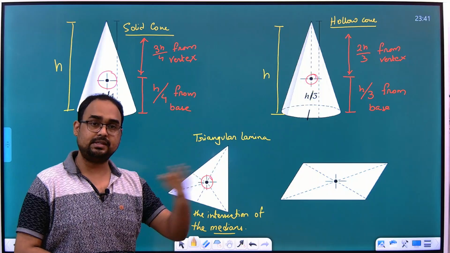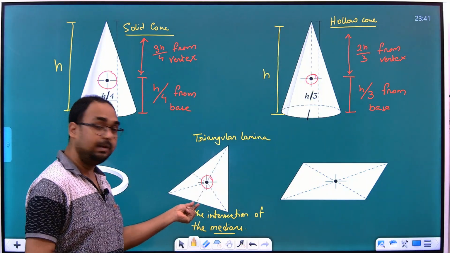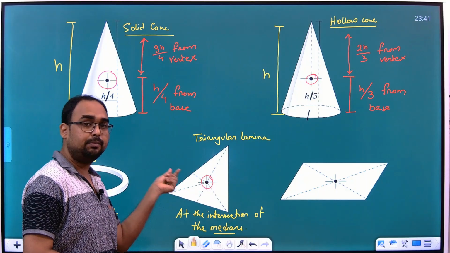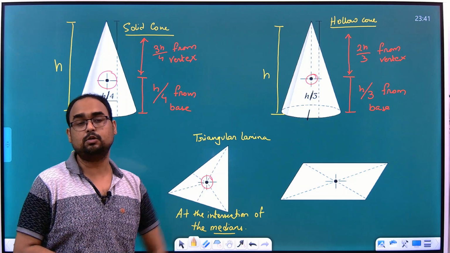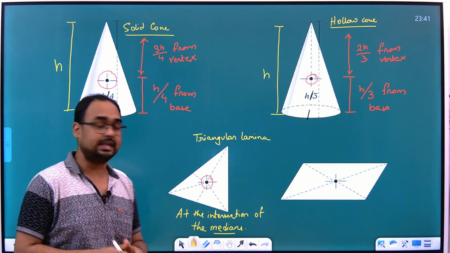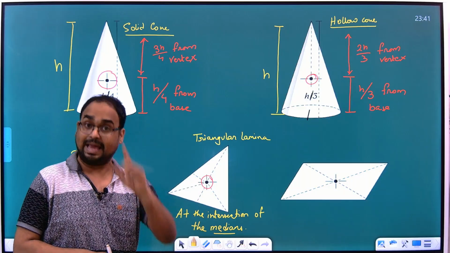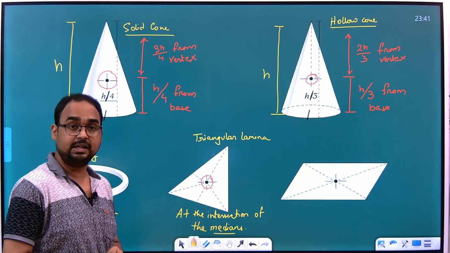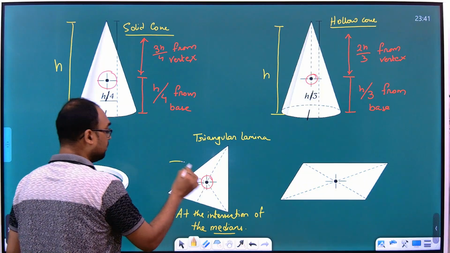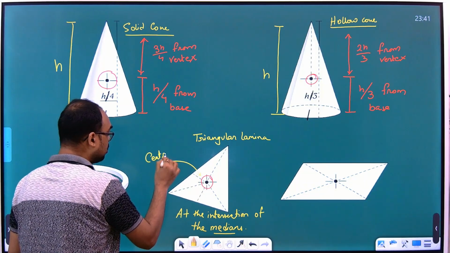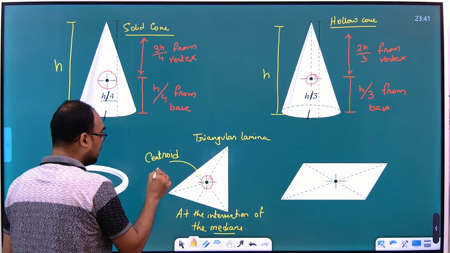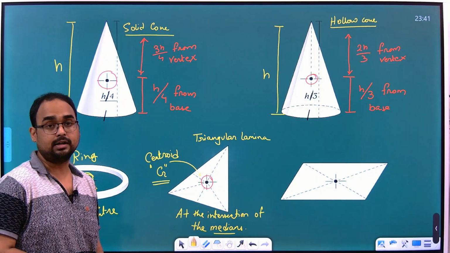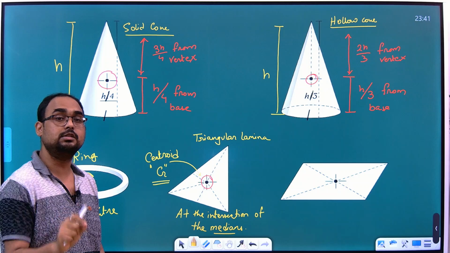So in this way, we'll have three medians. Let's say we have a triangle ABC. From A to the midpoint of BC, from B to the midpoint of AC, from C to the midpoint of AB. These three lines are known as the medians. Where these three lines intersect, that will be the center of gravity. This point has a special name. The intersection of the medians is known as the centroid of the triangle, denoted by capital G.